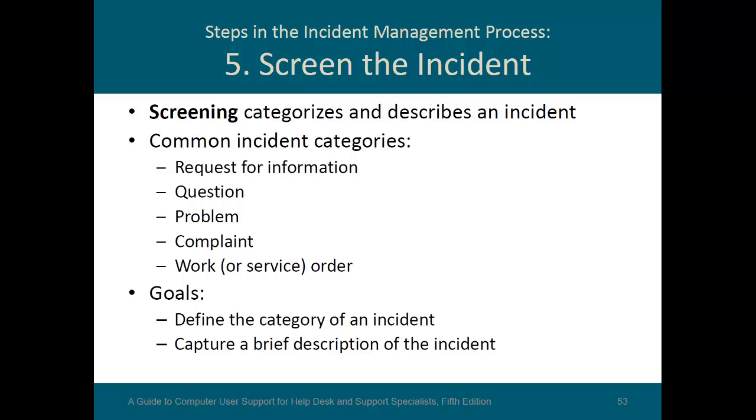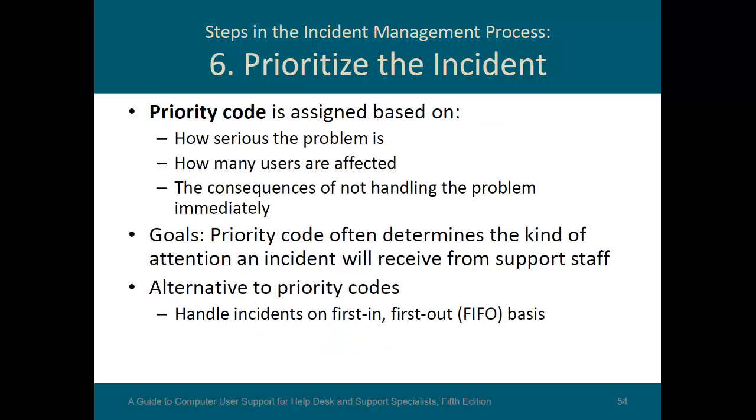So we're screening again. We had pre-screening before, now we've got screening. The goal is to define the category of an incident and capture a brief description of the incident so it goes to the right support person. Priority code is assigned based on how serious the problem is, how many users are affected, and the consequences of not handling the problem immediately. Some incidents are not going to be a high priority, so you need to make sure you get those to the bottom of the list.